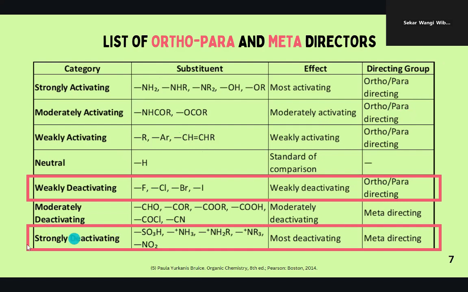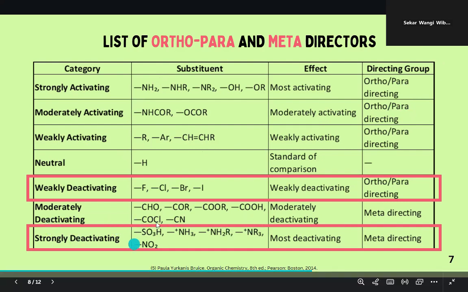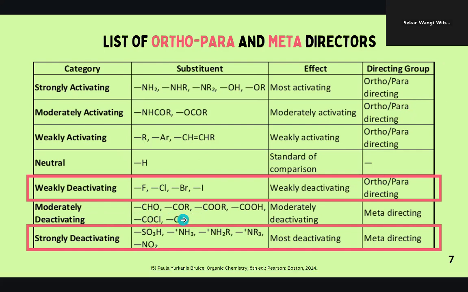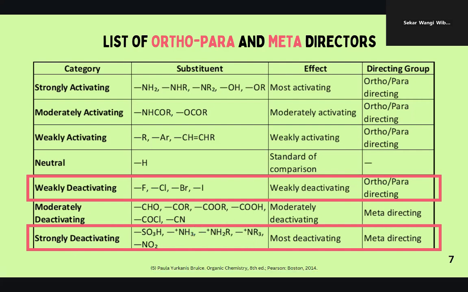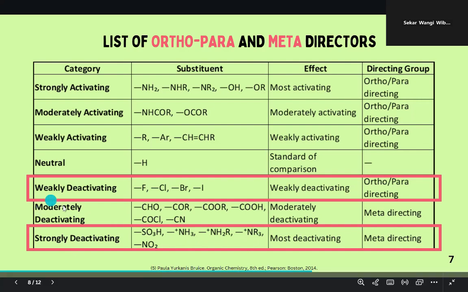Now we go to the deactivating groups, which in this case have a carbon that is attached to electronegative atoms, and these electronegative atoms will withdraw electrons from the carbon and the benzene ring and deactivate it. For the strongly deactivating groups, we have positively charged substituents that will also withdraw electrons from the benzene ring to a greater extent compared to the moderately deactivating groups. And these are meta-directing, as previously mentioned.